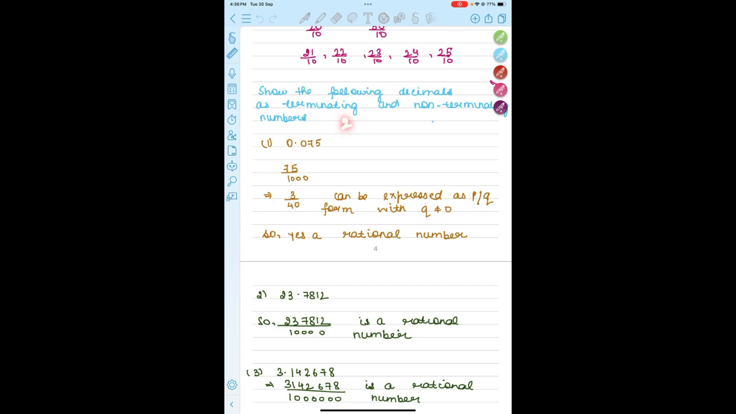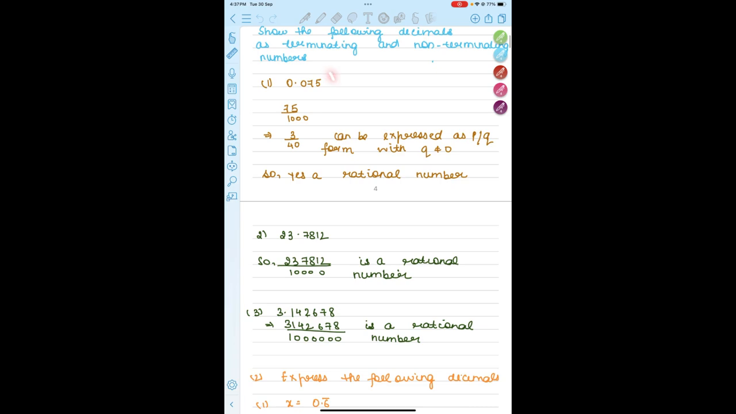For example, if we divide 2 by 3 or 1 by 3, it will not come to an end. So these type of fractions are called non-terminating, and this is called a terminating decimal. So now 0.075 can be expressed as 75 by 1000, and in the lowest form it can be expressed as 3 by 40. It can be expressed in p by q form with q not equal to 0. So yes, they are rational numbers. So very important that terminating decimals can be expressed as rational numbers.